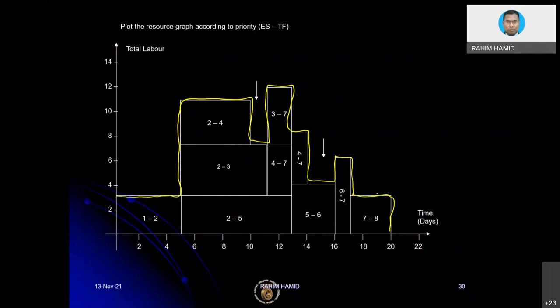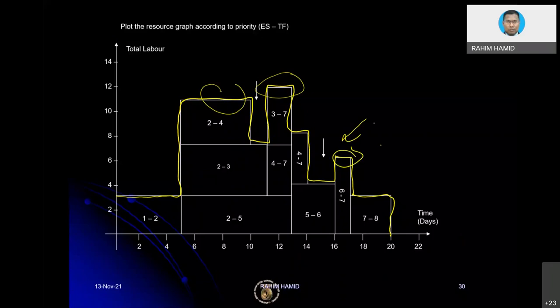So our resource histogram looks like up and down. There is a peak here, and then there is a trough here, and there is another peak here, and a peak here again, okay? So this is the resource histogram based on early start sorting and listing. Okay, that will be the first exercise as being shown in here.